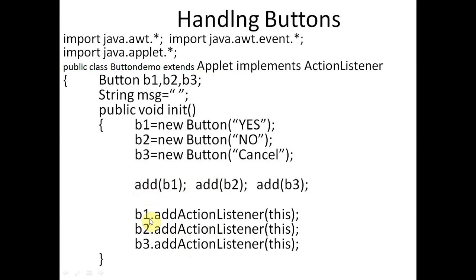Again we write b1.addActionListener(this), because the same class is the action listener class. ButtonDemo implements ActionListener. This means the same class: the object of the same class is given by the this keyword. Since the same class is defined as an action listener, that's why we have written b1.addActionListener(this).